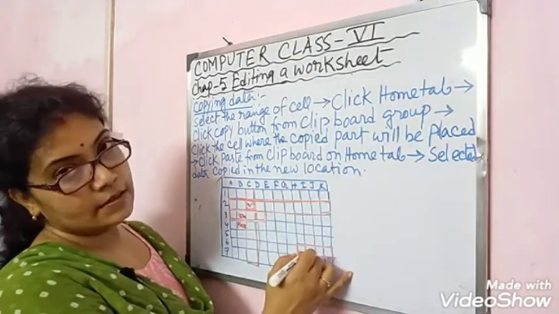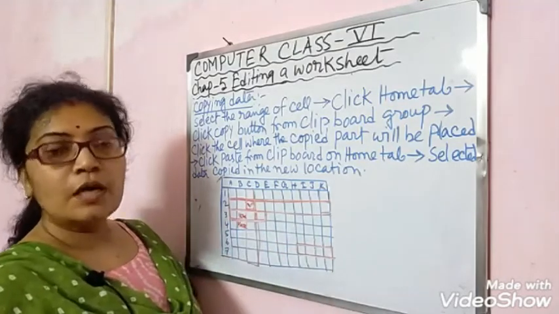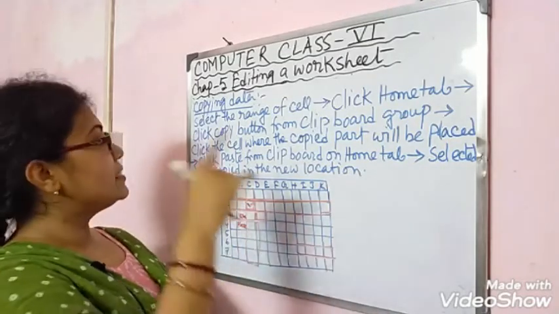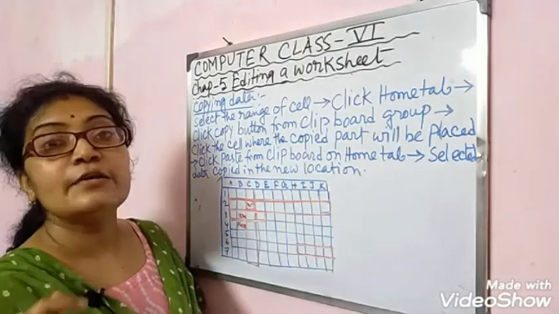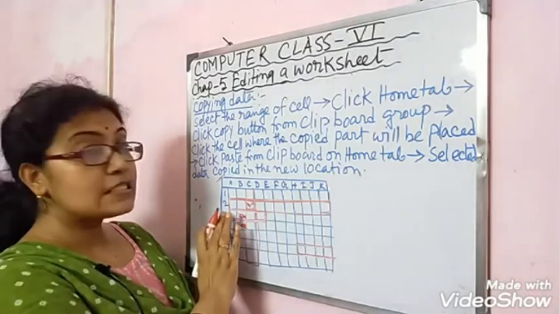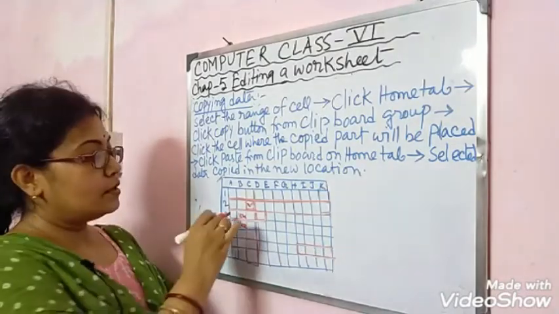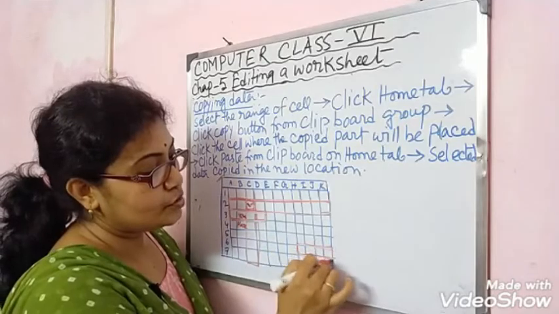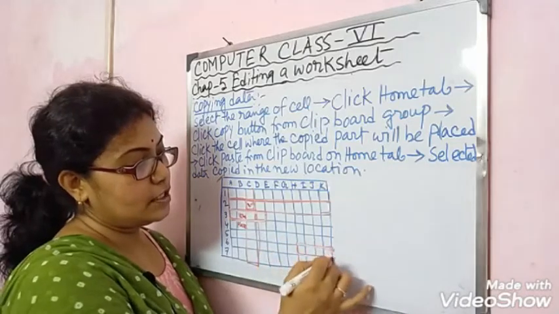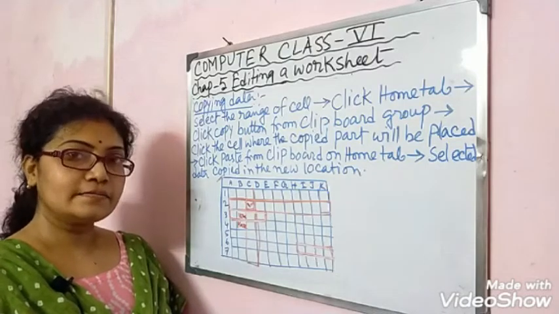After copying, you come to the desired location. Then again click on the Paste option from Clipboard on the Home tab, and the selected data is copied to the new location. The data is the same in both places, but the location changes. In 2 places the data are the same. Okay, understand, children?